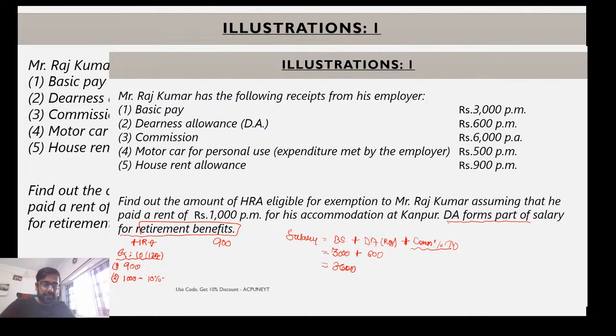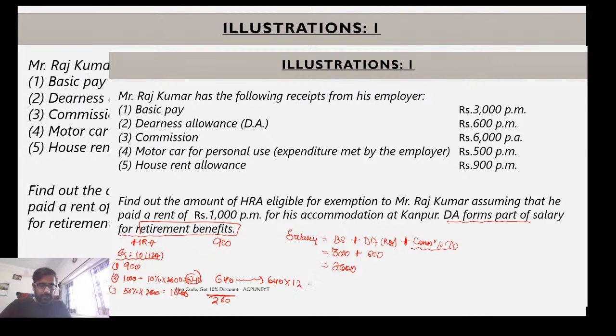So 10% of 3600 is going to be 360. So rent paid 1000 minus 360 will be 640. And the third one is 50% of salary. 50% of 3600 will be 1800. So here the lowest is 640. So the exemption will be rupees 640. The taxable amount will be 900 minus 640, so it will be 260. Sorry, it will be 260. Is it clear?